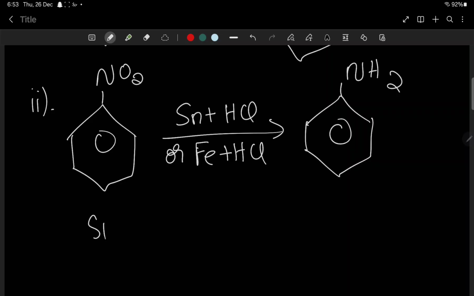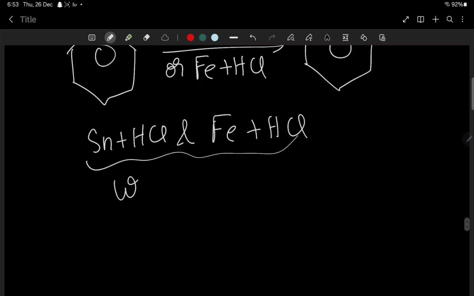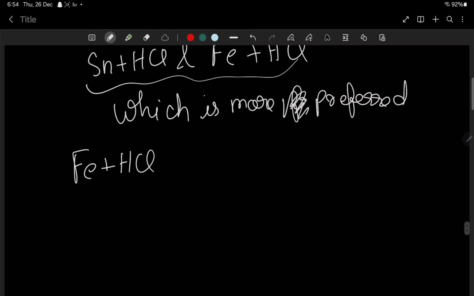Here, in Sn plus HCl and Fe plus HCl, which is more preferred? I told you anyone can be used, but which is more preferred? This is a very important question for the board exam. Fe plus HCl is more preferred.